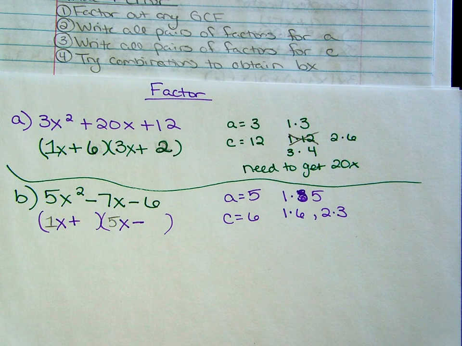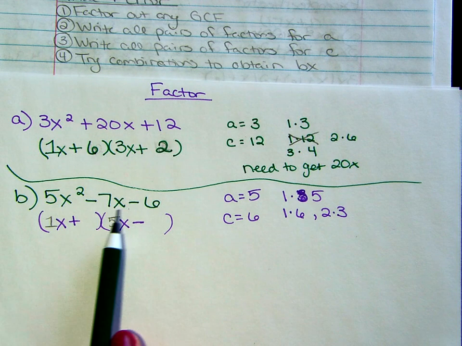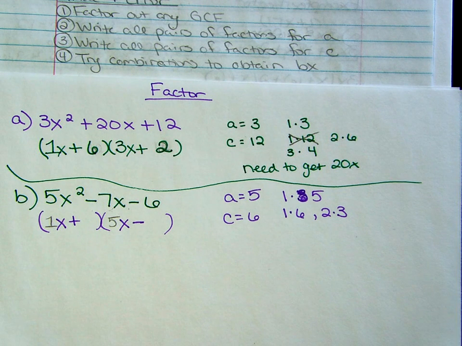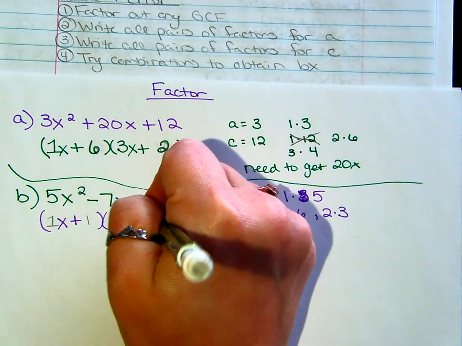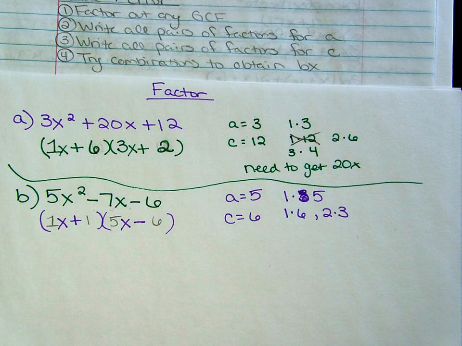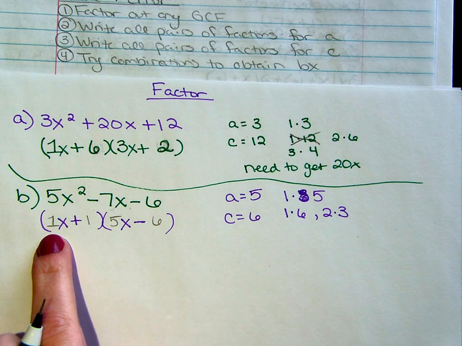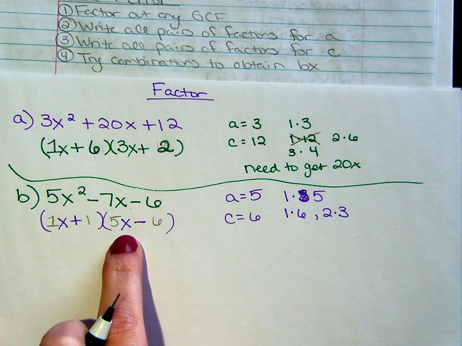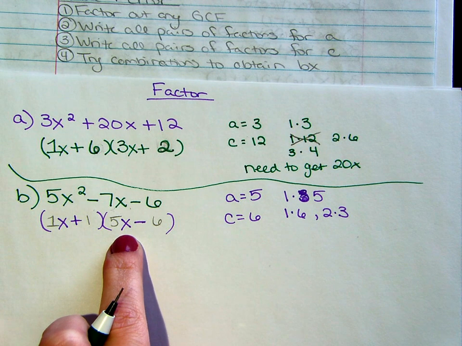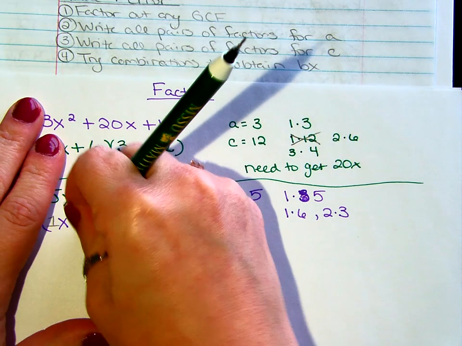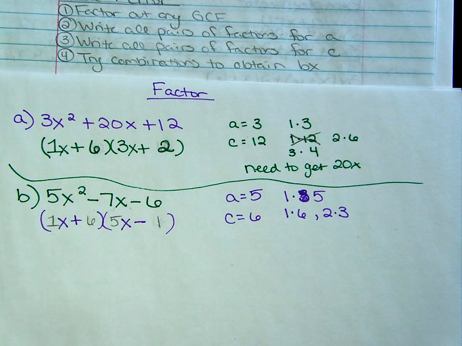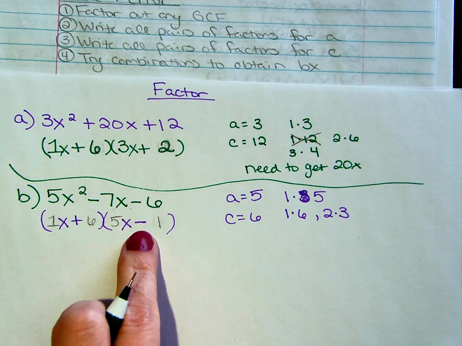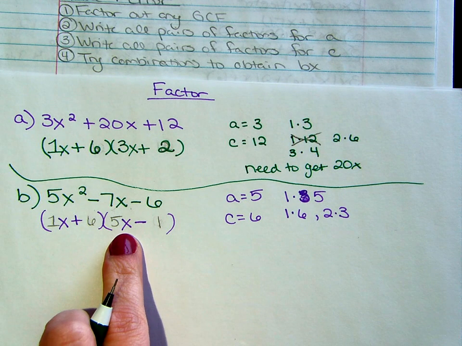Now, what I'm looking for is I'm trying to get a negative 7x here in the middle. That's my goal. And if you don't know where to start, just start by plugging in the factors of 6. We can start with 1 and 6. And we're going to do our outer inner to see if we get to negative 7. Our outer would give me a negative 6 plus 5. That'll give me a negative 1. So that does not work. What if I switch them? Then I would get a negative 1 and a positive 30. That's really not going to work. That's way too much.